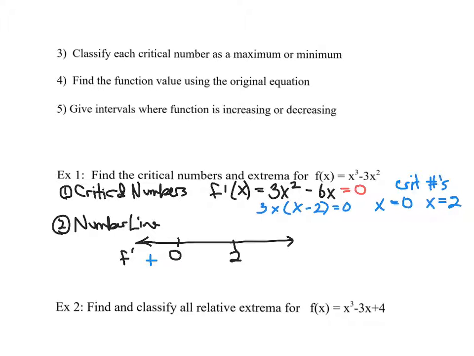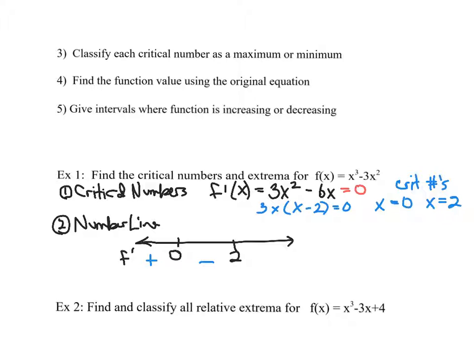Go between 0 and 2, for example 1. At the number 1, 3 times 1 is positive, 1 minus 2 is negative, so therefore I end up with a negative derivative between 0 and 2.